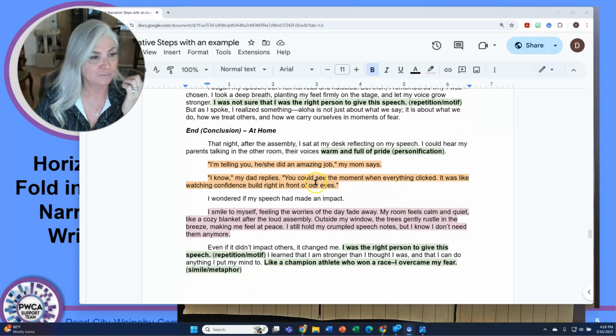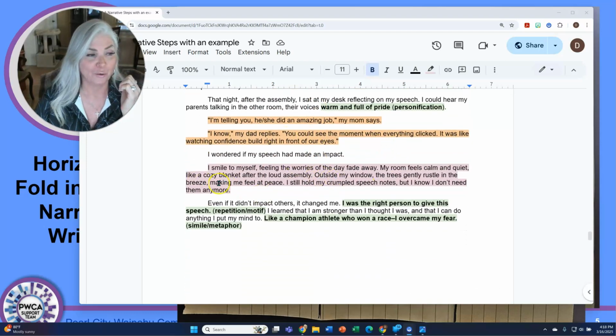And then, now you're at home. I smile to myself, feeling the worries of the day fade away. My room feels calm and quiet, like a cozy blanket after the loud assembly. Outside my window, the trees gently rustle in the breeze, making me feel at peace. I still hold my crumpled speech notes, but I know I don't need them anymore.